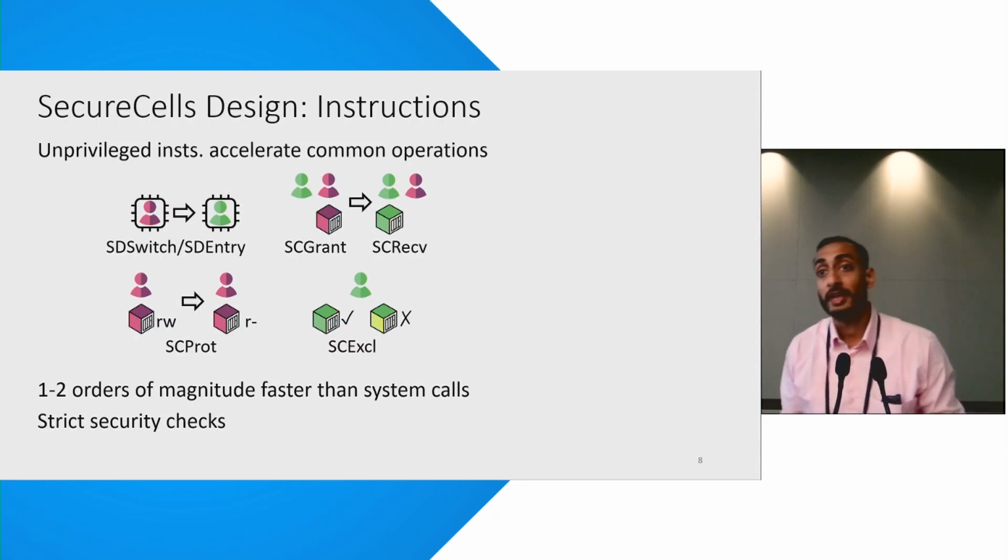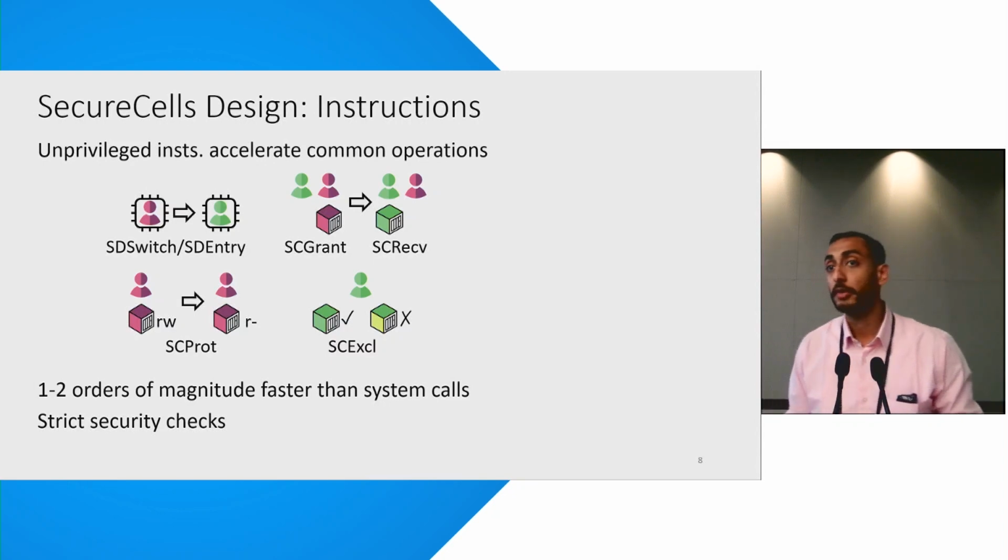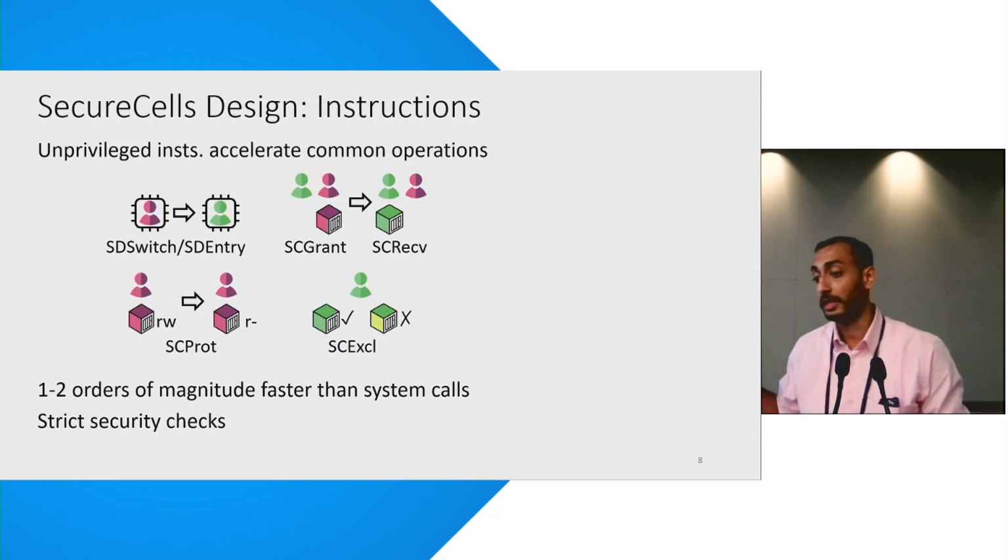Finally, for multi-threaded applications, a big source of vulnerabilities is data races. When a compartment has exclusive access to a data region, it can reread the data multiple times without any fear of it being modified by anyone else. To enable this, we have the scexclusive instruction, which allows compartments to check whether or not they have exclusive access to data regions. With these instructions, we are able to provide the same operations as are typically done by system calls, but 1 to 2 orders of magnitude faster, while at the same time preserving very strict security checks.